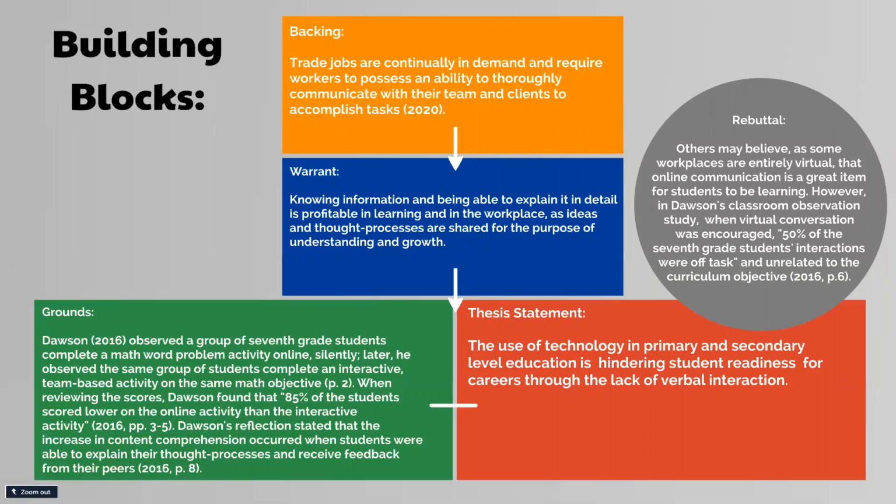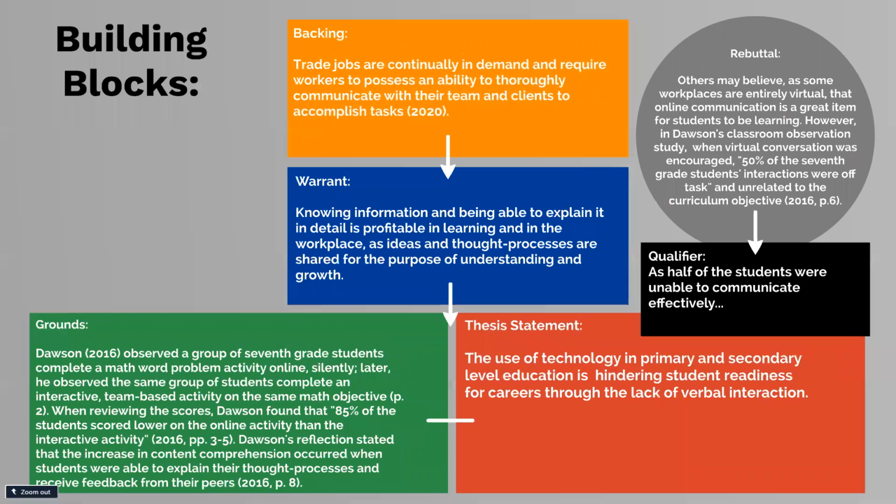Let's see how our qualifier comes into play here. And so because of those interactions that were off task, the qualifier reads, as half of the students were unable to communicate effectively, it can be gathered that the use of technology in primary and secondary level education might be a hindrance in that case. And so now we see the rebuttal and the qualifier work together to add more value to our argument as far as that thesis statement goes. And so that's kind of how that portion of things comes together.